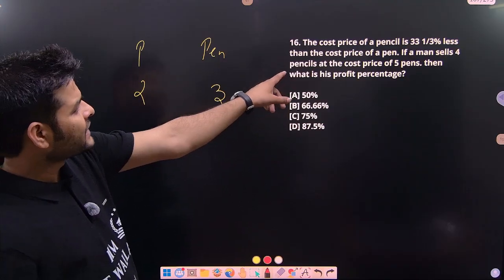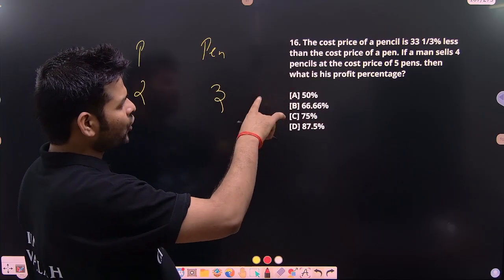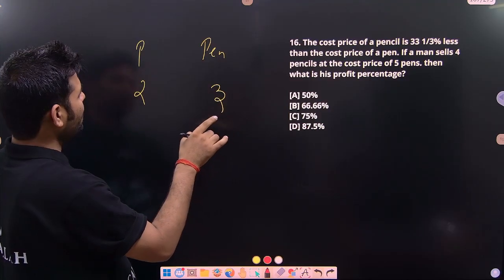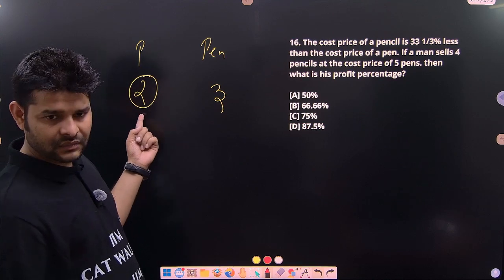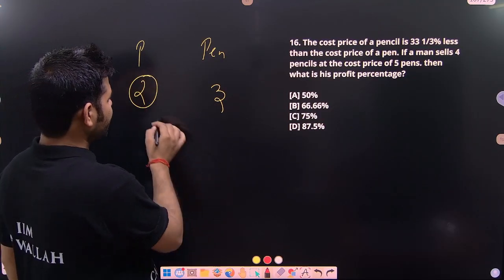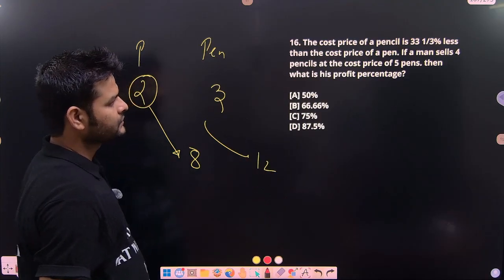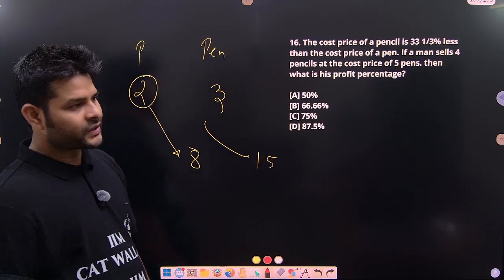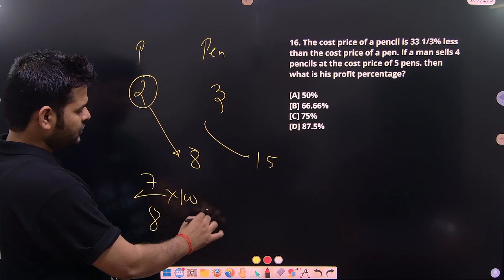Okay. These are the cost prices of pen and pencil. If a man sells 4 pencils at the cost price of 5 pens, the cost of 4 pencils would be 8. But he sold 4 pencils at the cost price of 5 pens. So he needed to take 8 rupees, but he has taken 15 rupees. So that means profit. So on 8, he had made a profit of 7. So that would be the answer.